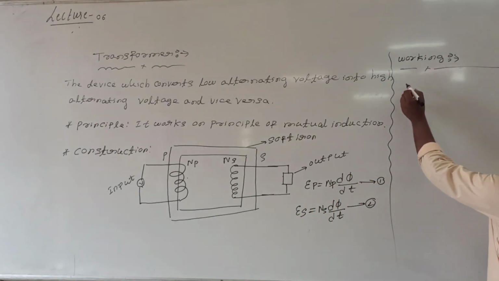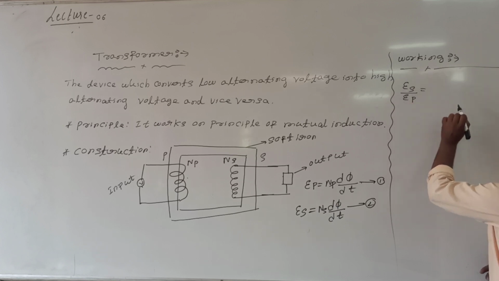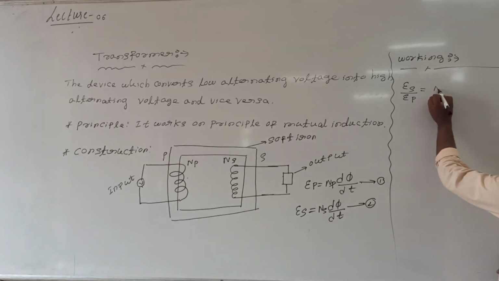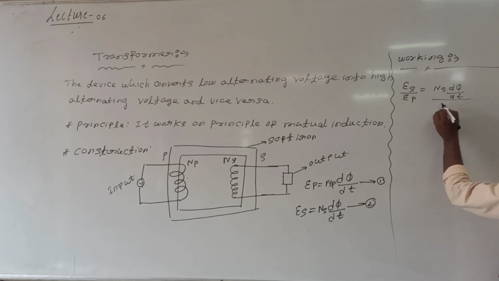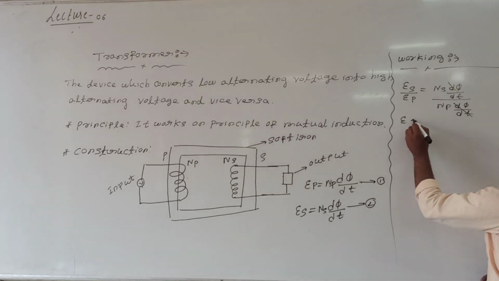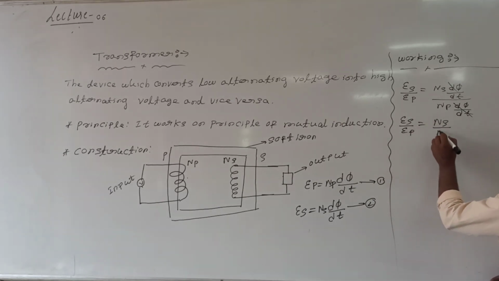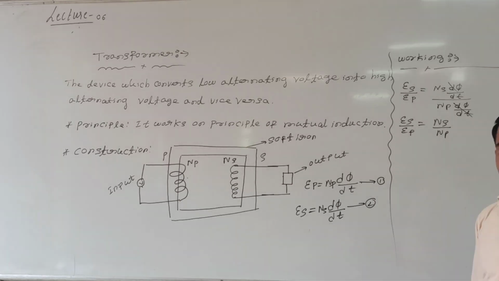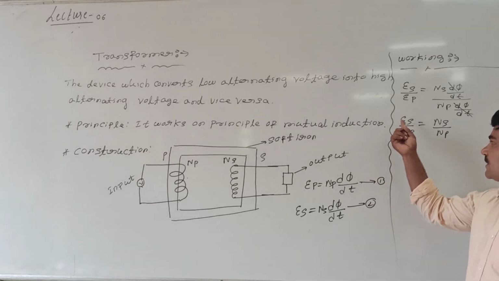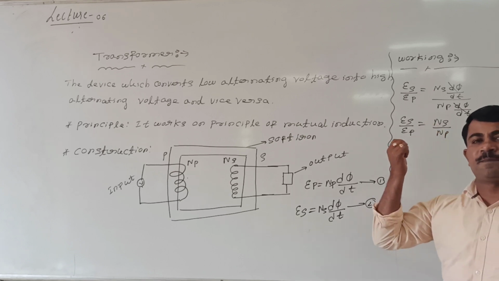Shall I go here directly? I can take directly ES divided by EP. What is ES divided by EP? NS into d phi divided by dt, whole divided by NP into d phi divided by dt. d phi gets cancelled. Then what is remaining? ES divided by EP is equal to NS divided by NP. I mean, the ratio of EMF in the secondary coil to the primary coil is equal to the number of turns in the secondary coil to the number of turns in the primary coil.